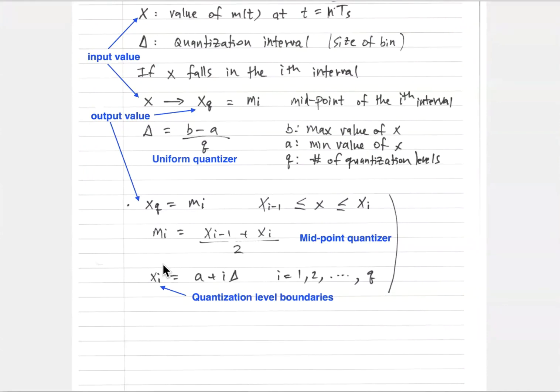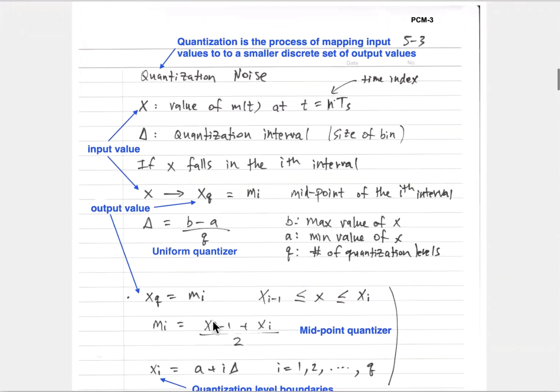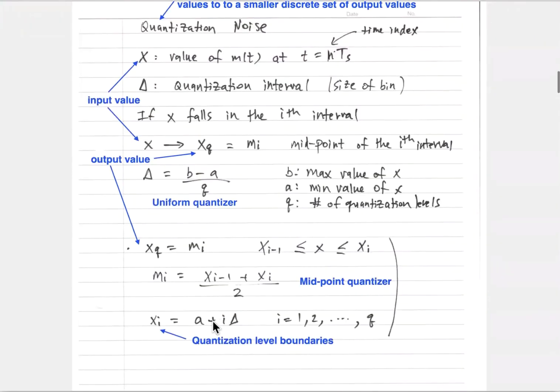X would be the input value, the original value. XQ is the quantized value. For a midpoint quantizer, XQ is the midpoint of the interval. Then once you have this, you can define the quantization level boundaries. So page 3 is just notation to set things up. If you get confused about notation, just come back here.